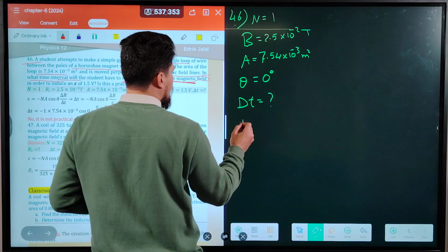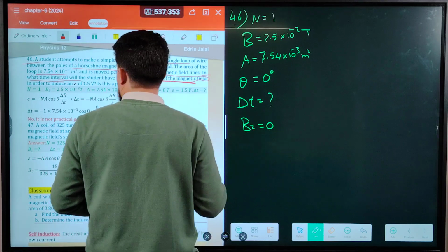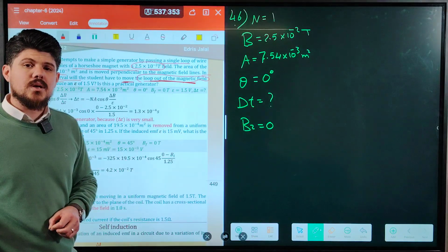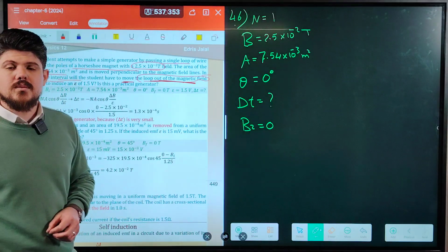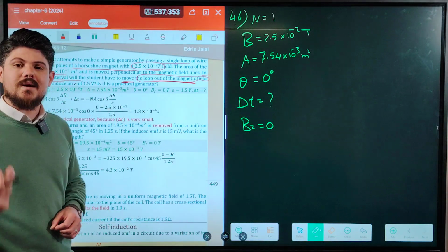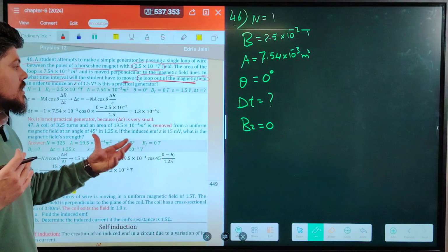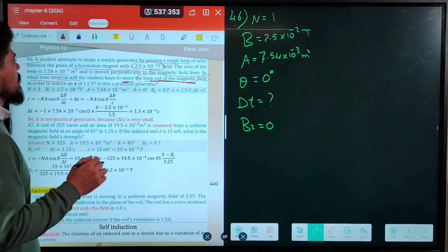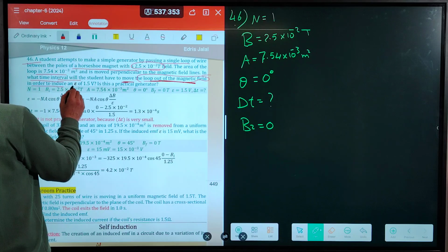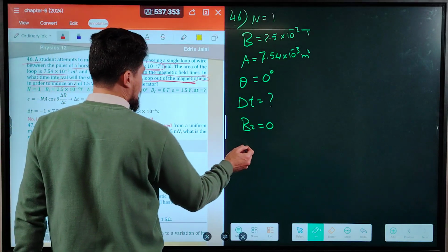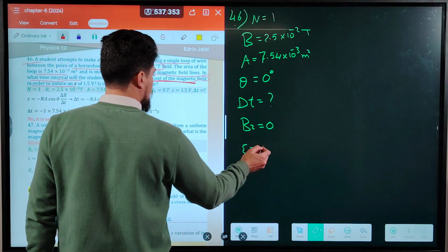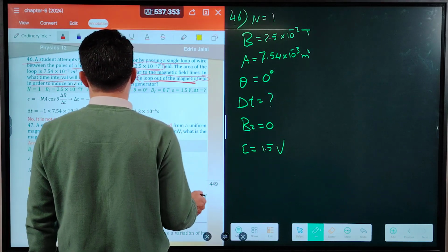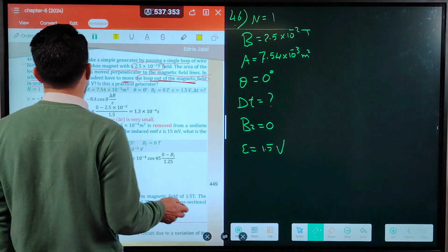So that is why B2 is equal to 0. When is B2 equal to 0? When the coil is pulled steadily out, when the coil is moved out from the magnetic field, when the coil exits from the magnetic field. In all these situations that I mentioned, B2 is equal to 0. In order to induce EMF 1.5 volt. So is this a practical generator?